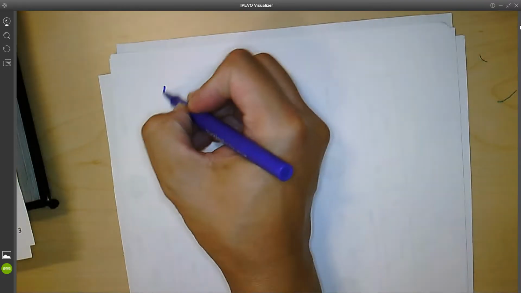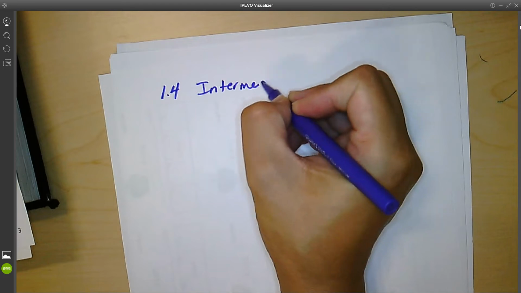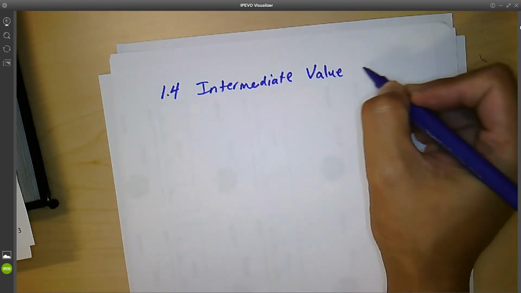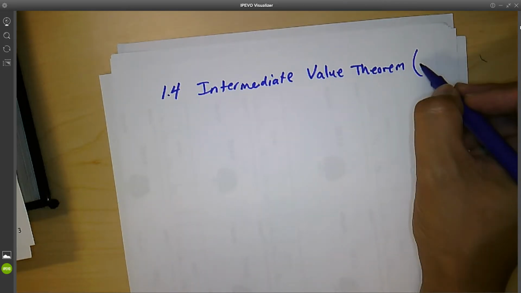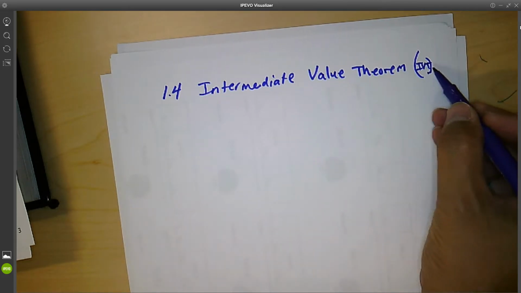Okay, so we're still in 1.4. That is called the intermediate value theorem. So we'll title it 1.4. We will start to abbreviate this IVT because it's long. IVT.